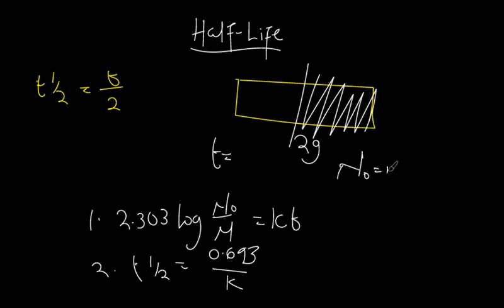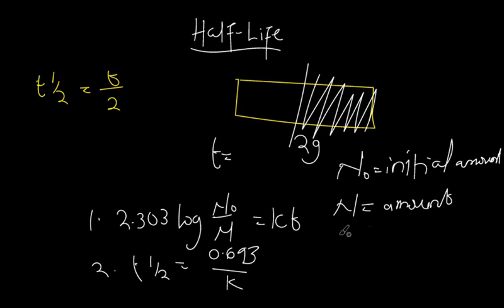So now let's define the terminologies. The N naught is the initial amount of the radioactive substance, the initial amount that we have before it begins to decay. The N is the amount left at any particular time. Once it has started decaying, the amount left at any particular time is N. The t is the time for us to have this amount left, and the K is what we call the decay constant.